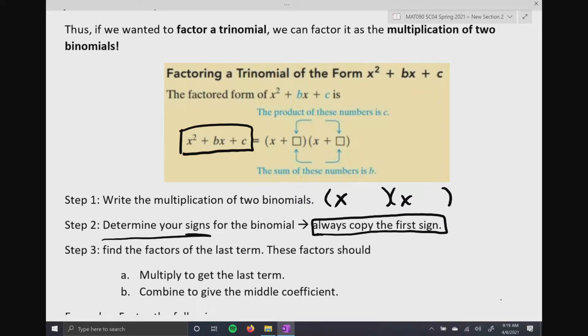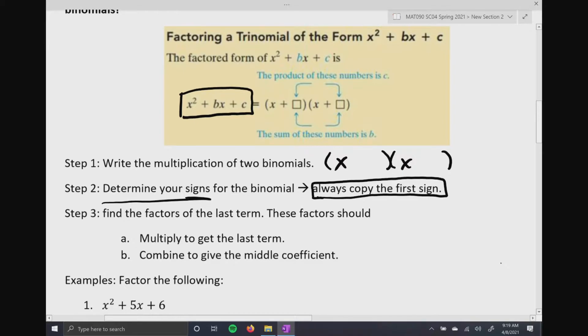Step 3. Now this is step 3A and 3B. You have to meet both criteria. You want to find the factors of the last term. These factors should multiply to get the last term and combine to give you the middle term. What I mean by combine is when you bring them together. Your book says they should add to give the middle coefficient, and I don't like that word add. I think combine is a better word because sometimes your numbers or your signs may both be negative, so adding is kind of counterintuitive to that.